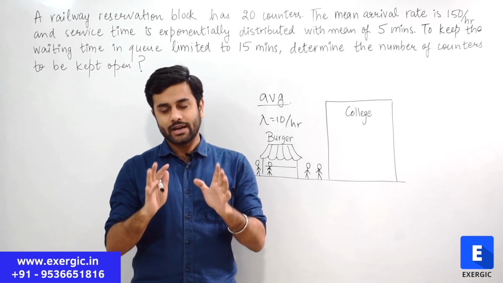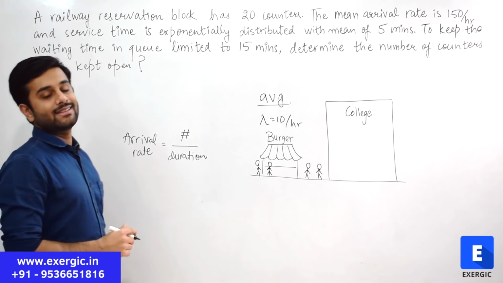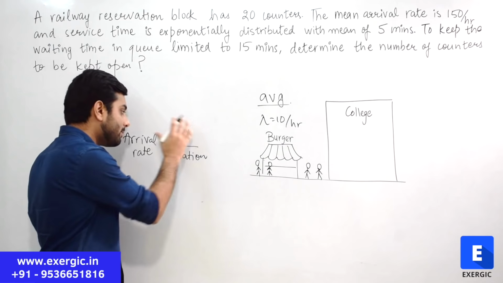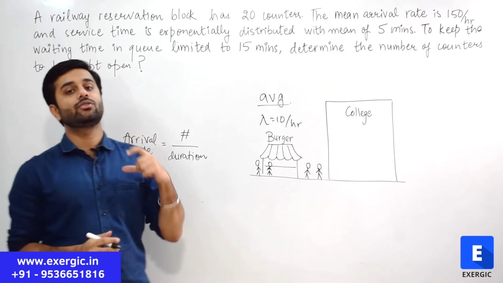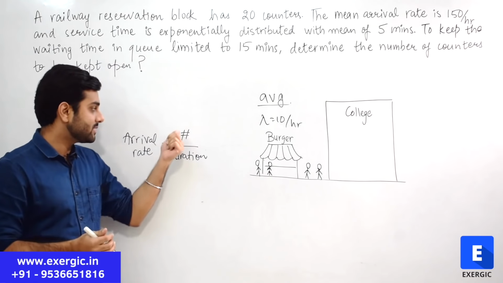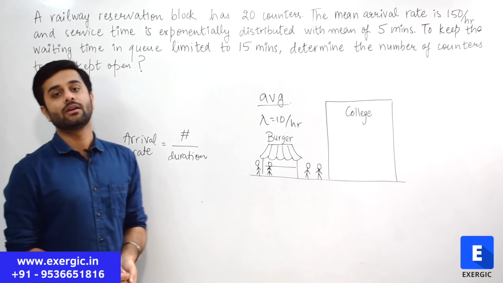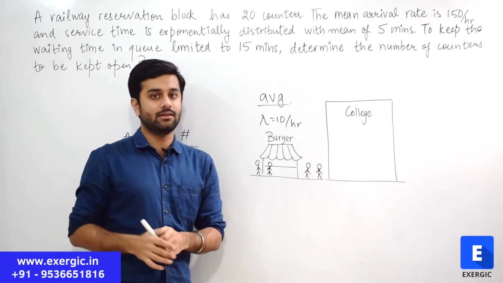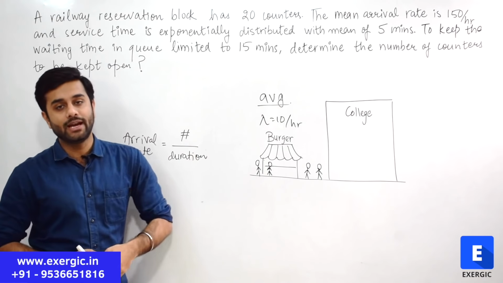Right or not? So the arrival rate is calculated as how many people are coming divided by the number of hours during which you are doing the analysis. Maybe per day, how many customers are coming in 24 hours, so we divide by 24. We have seen exactly this situation in the previous example.